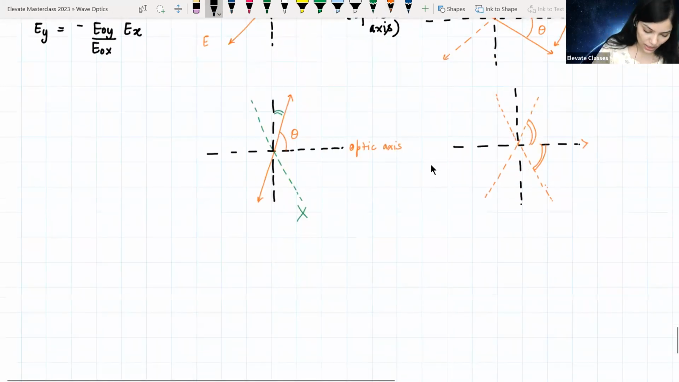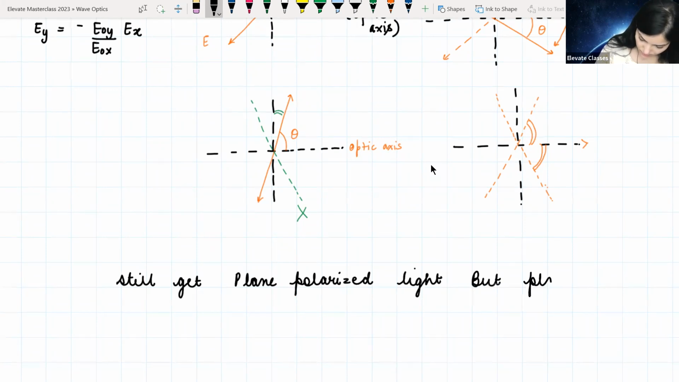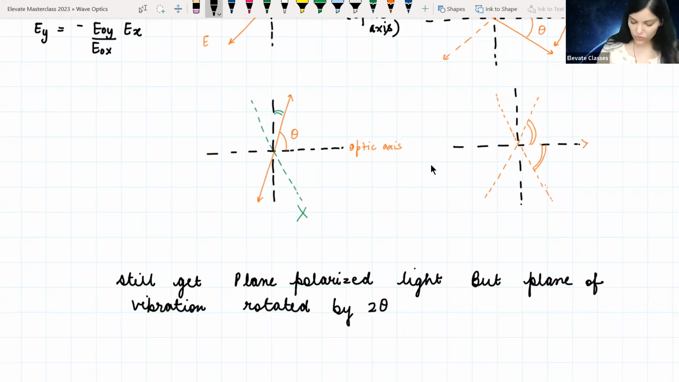What will happen here? I will still get plane polarized light, but the plane of vibration is rotated by 2 theta. Okay?